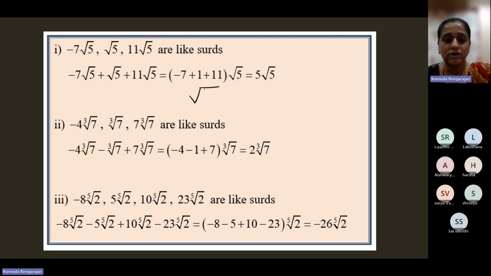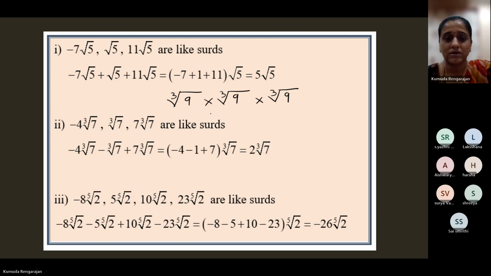Now, cube root of 5. Why 5 always? Say cube root of 9 into cube root of 9 into cube root of 9. Now 9 is an imperfect cube. It's not a perfect cube. 9 is a perfect square. So square root of 9 is rational.